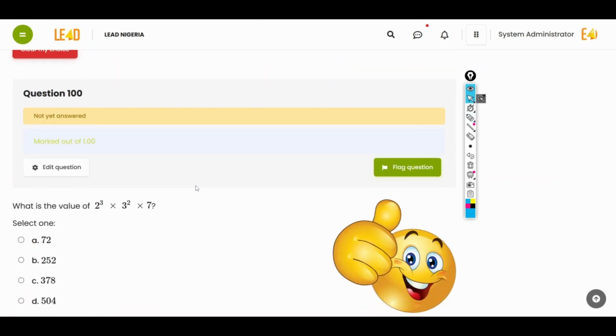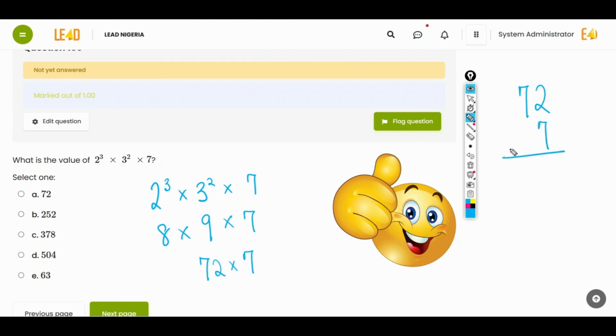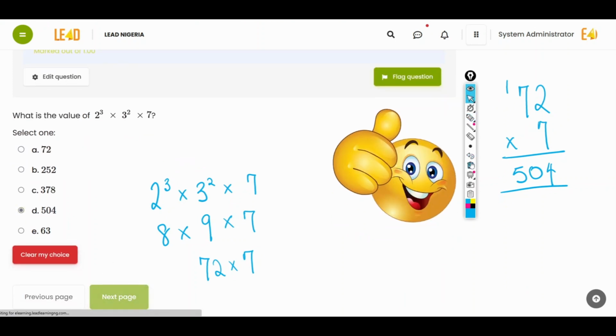All right, so for question 100, it says, what is the value of 2 cubed times 3 squared times 7? So 2 cubed is going to be 8 times 3 squared is going to be 9, and then times 7. So that would be 72 times 7. We can work that out here. 7 times 2 is 14, carry 1. 7 times 7 is 49 plus 1, 50. So the correct answer for that is 504.